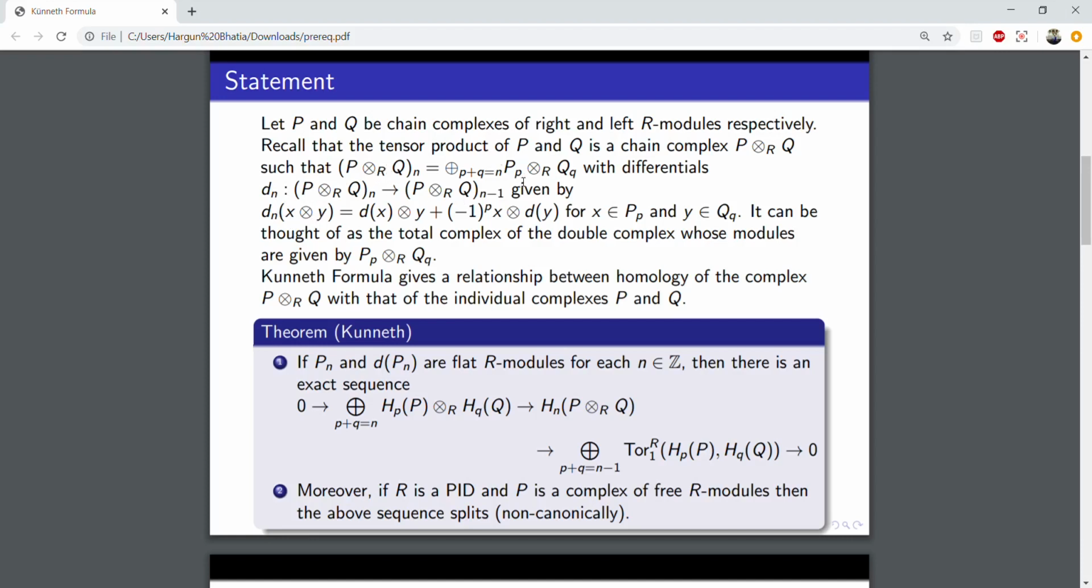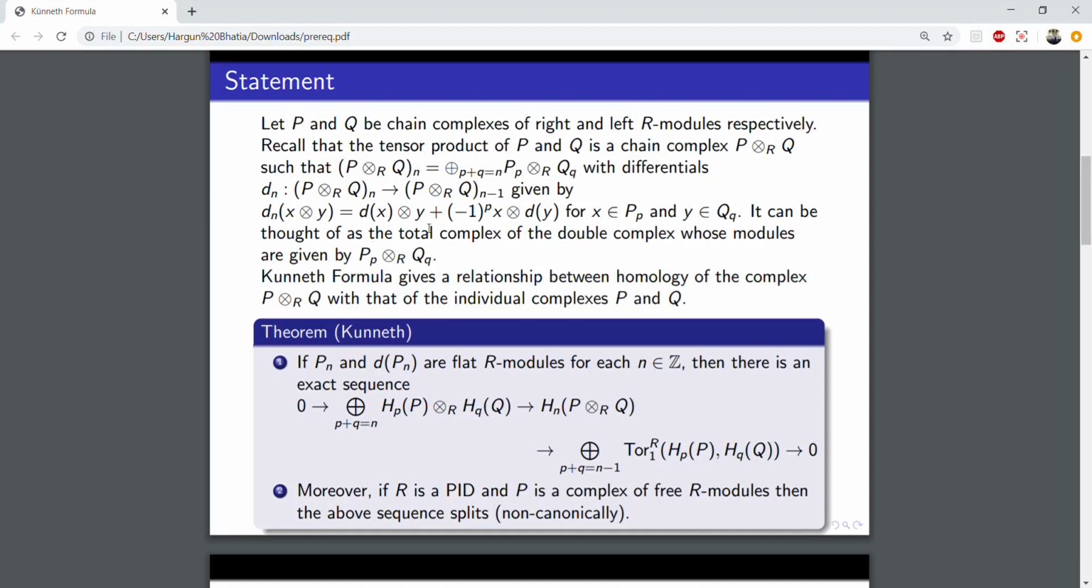Here you take an element from P_p tensor Q_q, let's say x tensor y, you define it on just one component in the direct sum, and then you define the differential d_n as d of x tensor y plus minus 1 to the power p x tensor d of y, where d is the corresponding differential on P_p, and d here is the corresponding differential on Q_q. You can check it's a chain complex and so on.